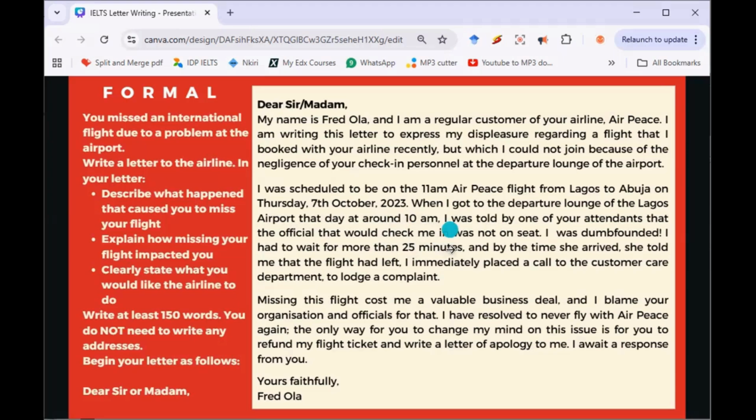That's part of vocabulary. When they say things like this, you get a chance, you get a good score, you get a good rating. +1 for you. Check me in. Okay? Dumbfounded too is another good word here. It is a C2 word to express shock. Now, next sentence. I had to wait for more than 25 minutes. And by the time she arrived, she told me that the flight had left. Can you see that? I immediately placed a call to the customer care department to lodge a complaint.